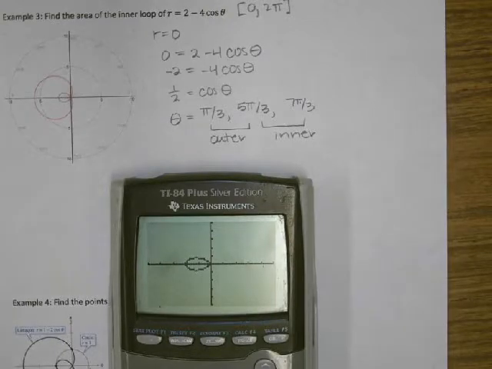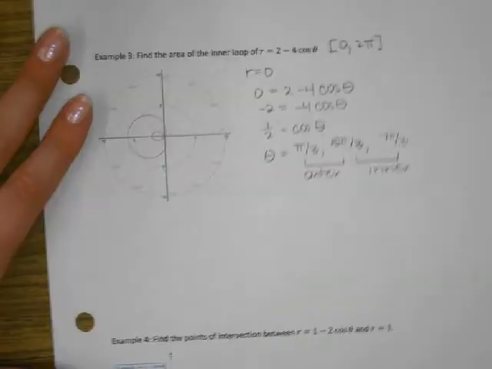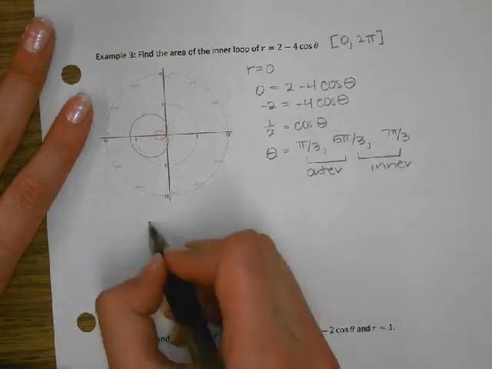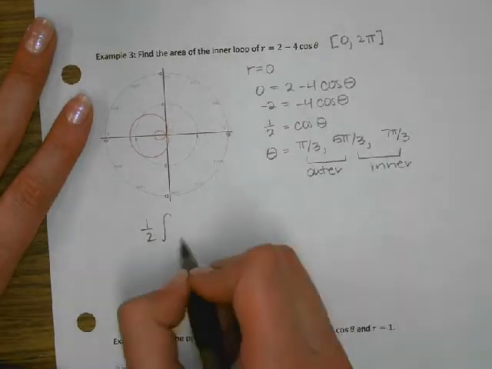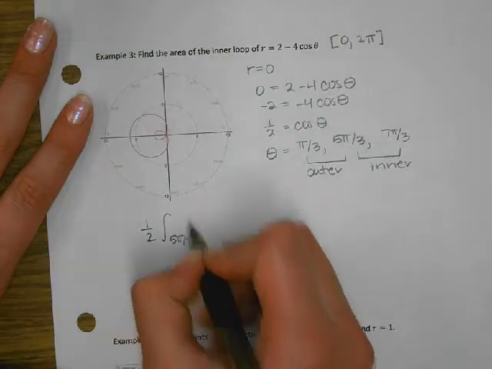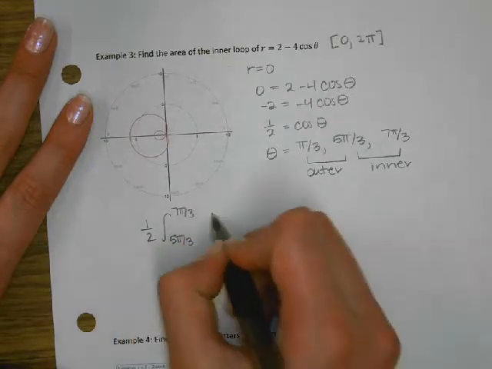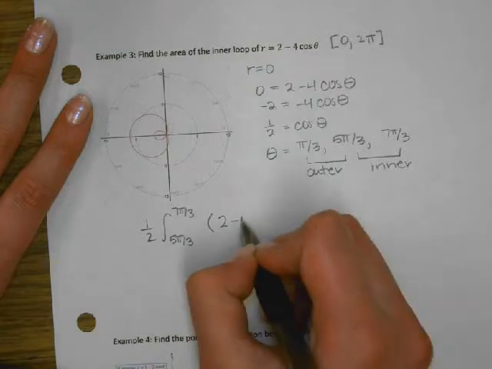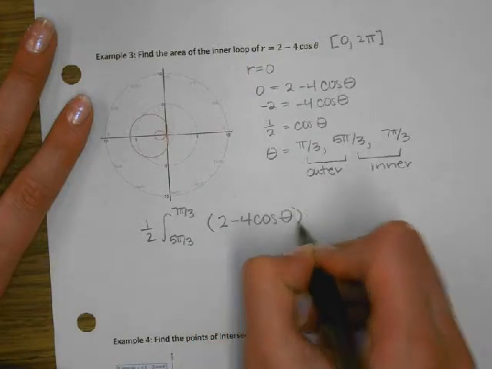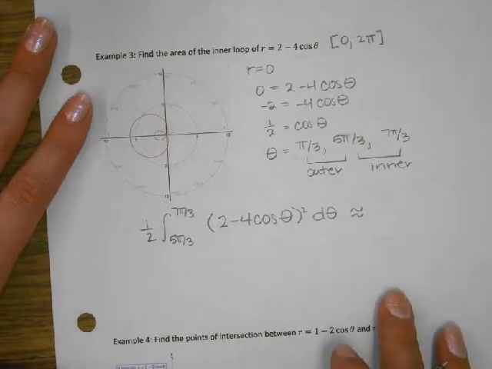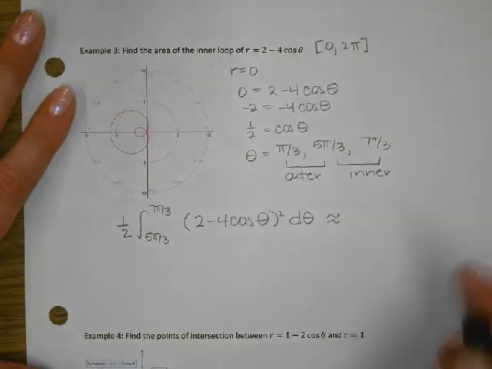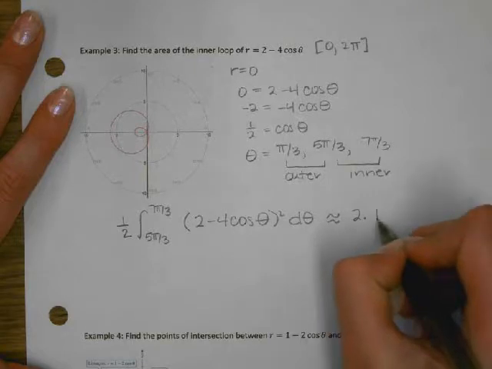All right, so if I only want the inner loop, then I should just be doing the integral on this interval. So 5 pi thirds to 7 pi thirds of r squared, and if you plug that into your calculator, you're going to get 2.174.